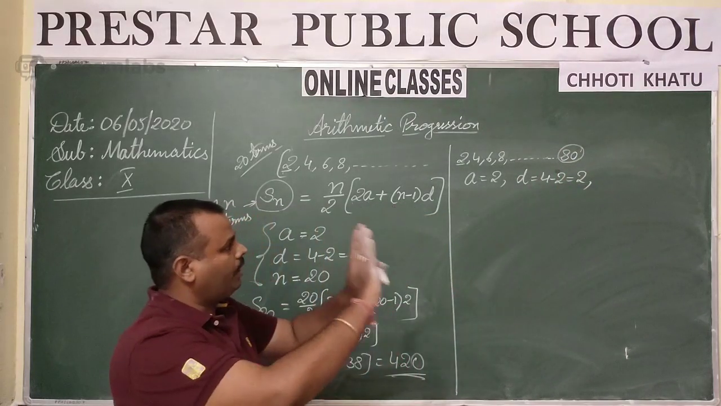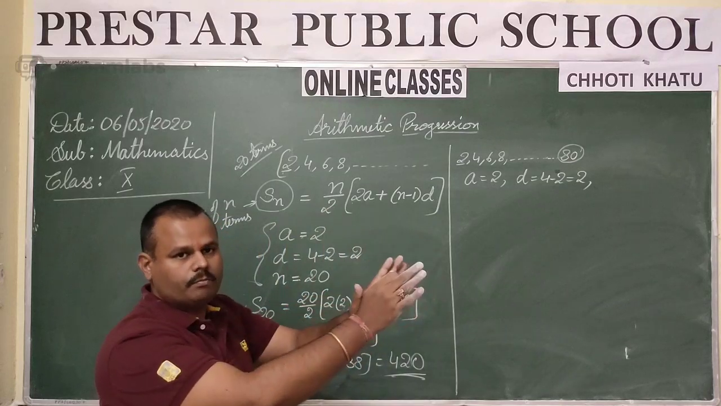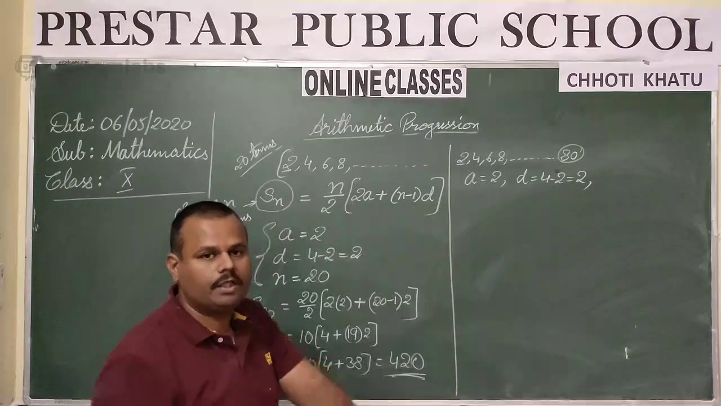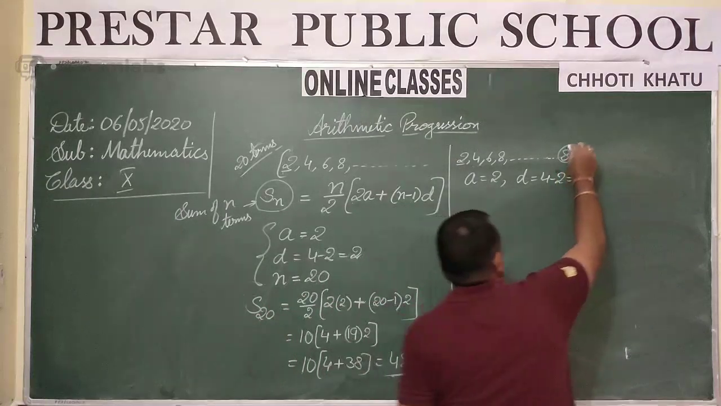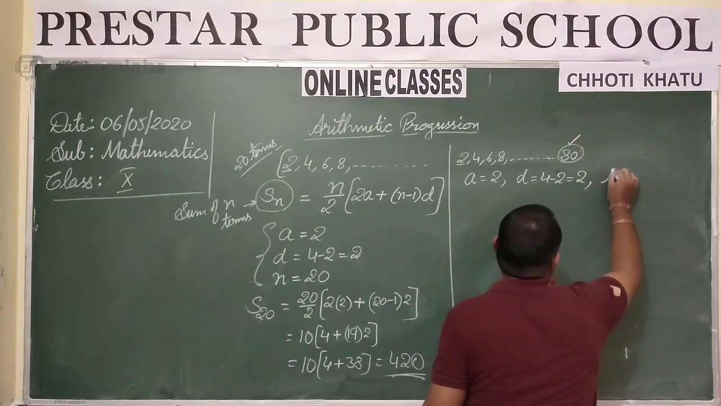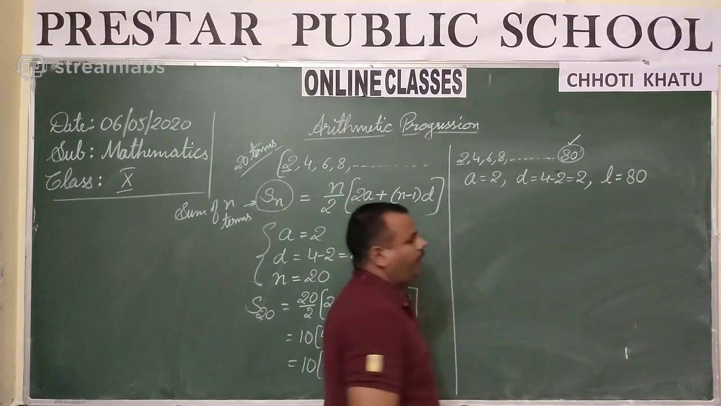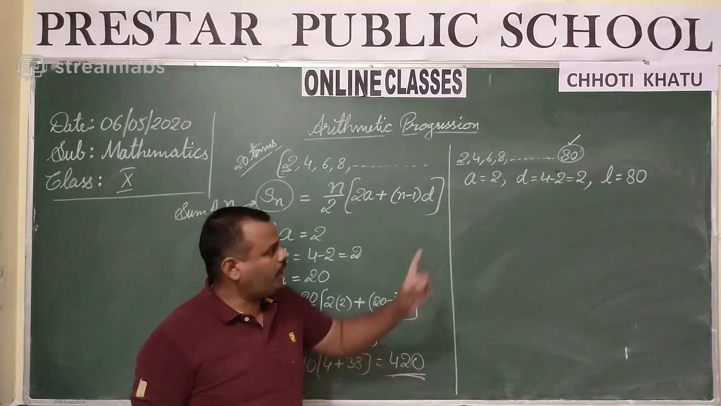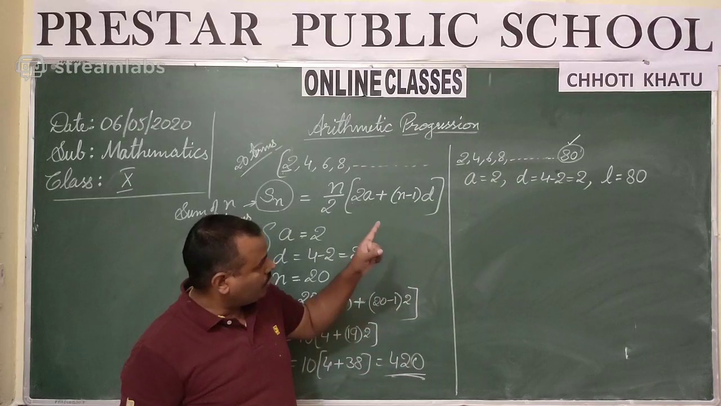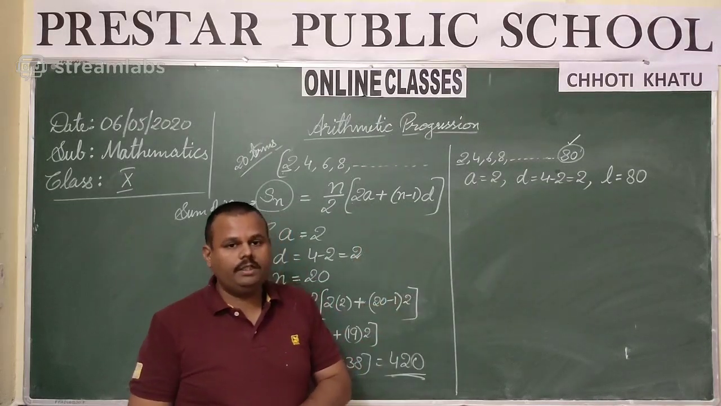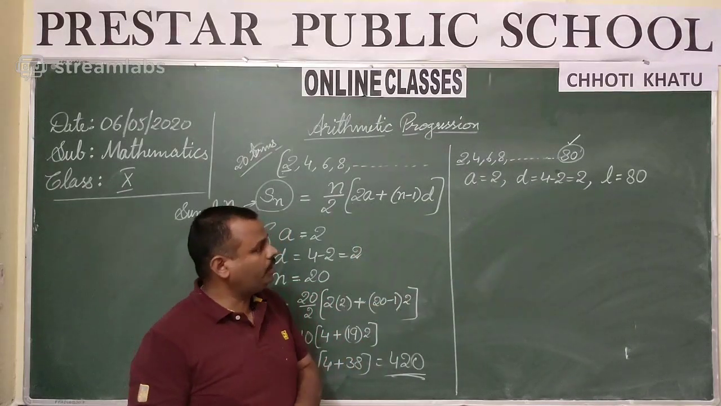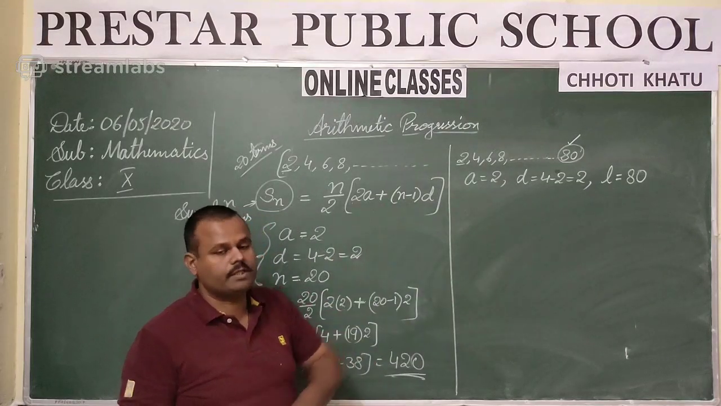It is the term where the AP stops, meaning up to that term you have to find the sum. So this 80 is the last term. We take L as the last term, so L equals 80. Now with this we can find the sum of the terms of this AP.